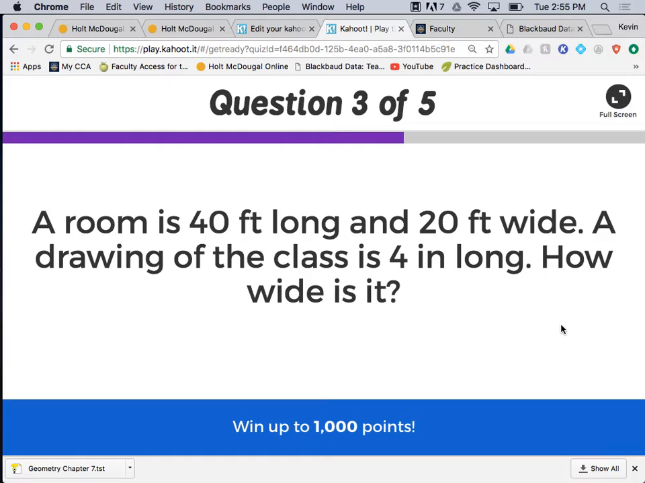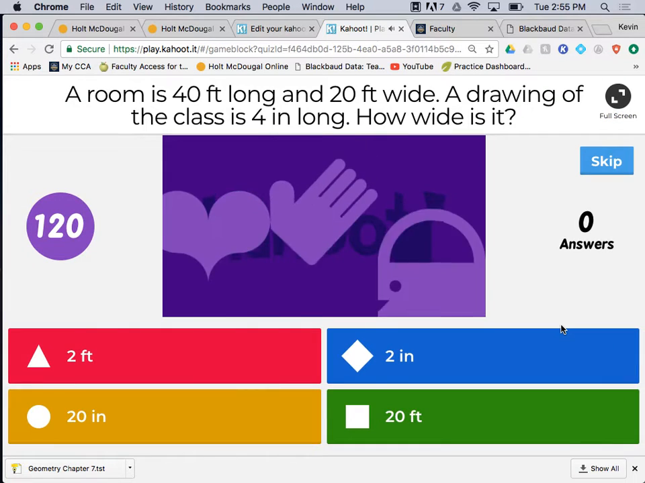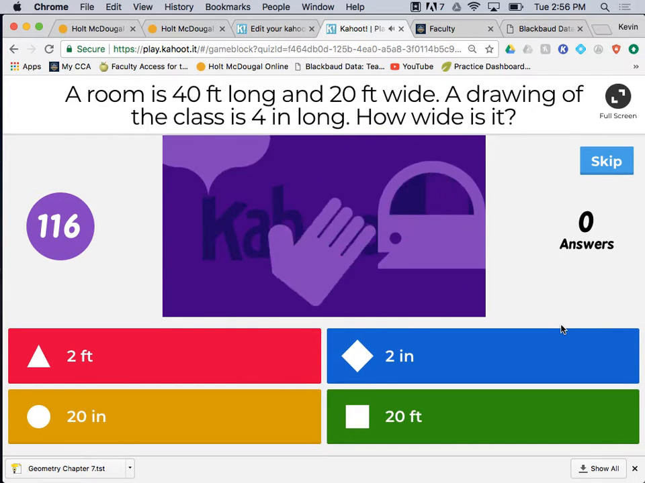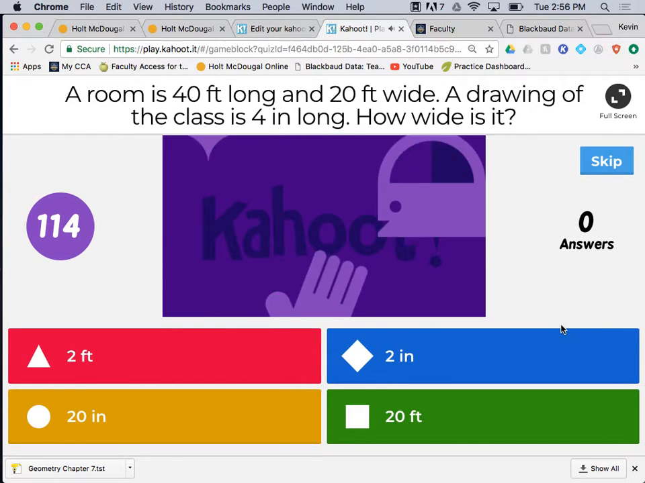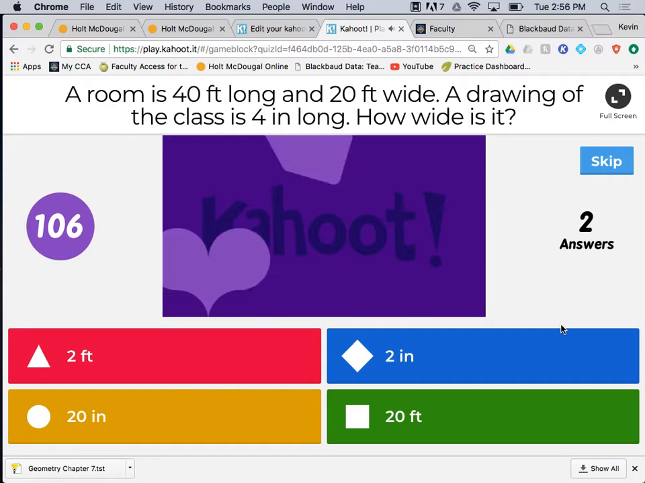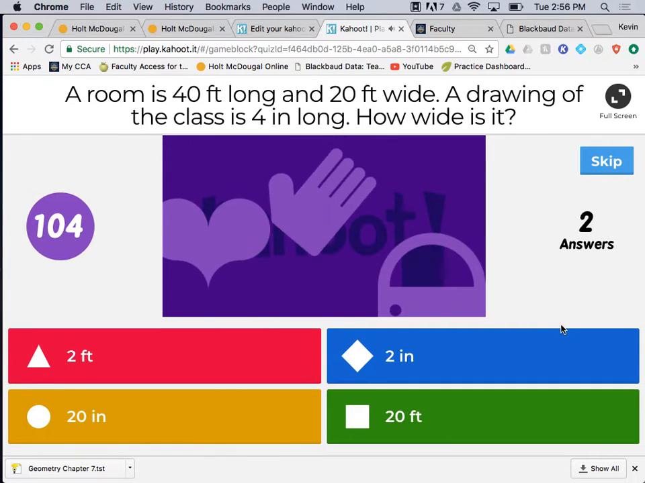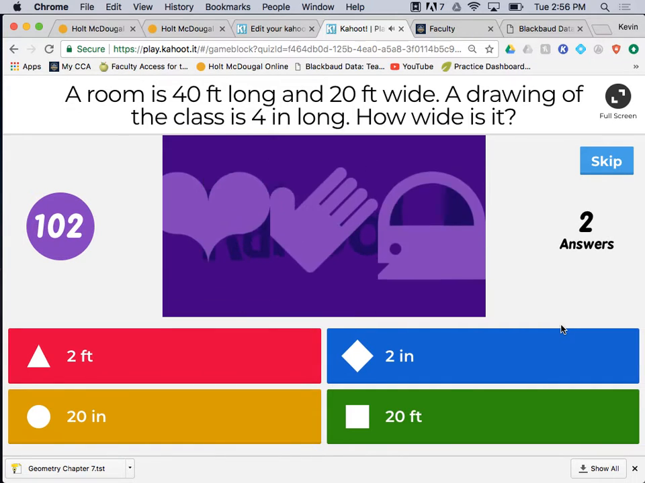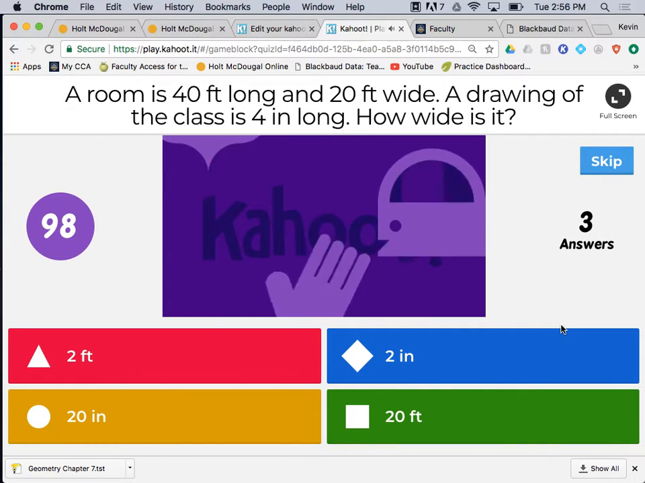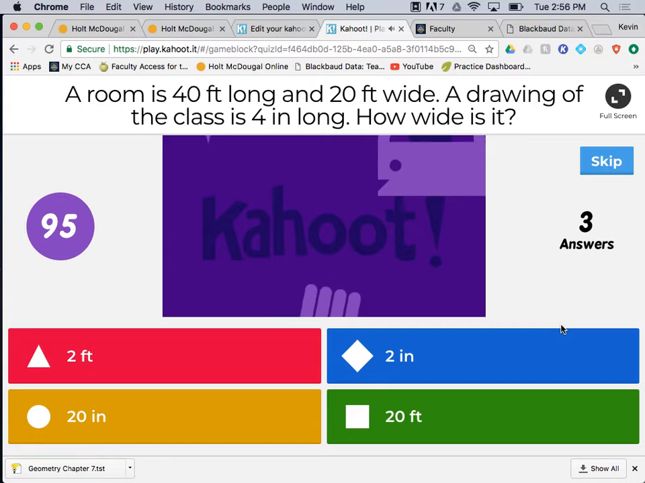A room is 40 feet long and 20 feet wide. So it's 40 feet long and 20 feet wide. A drawing of the classroom is 4 inches long. How wide is it? So this is 4 inches. How wide is it? So then we put the X. You guys have to be able to come up with these drawings on your side.